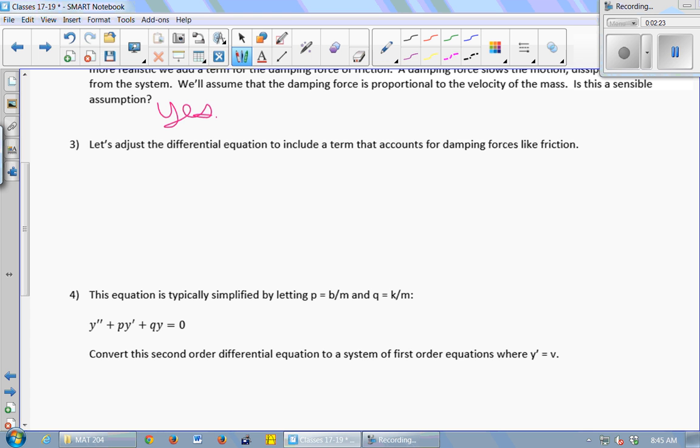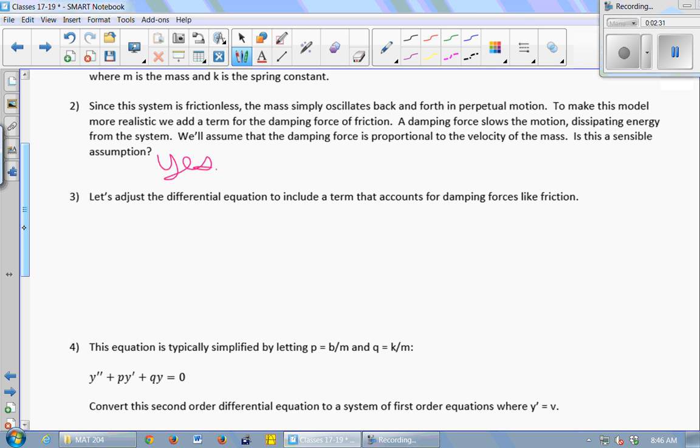So I'm going to adjust the differential equation to include a term that accounts for the damping force of friction, a term that is proportional to velocity. Now, in terms of y, what represents velocity? Y prime, or dy dt, either one. Remember, velocity is the derivative of position. So my damping force has to be proportional to velocity, so it's going to be some constant b times y prime.